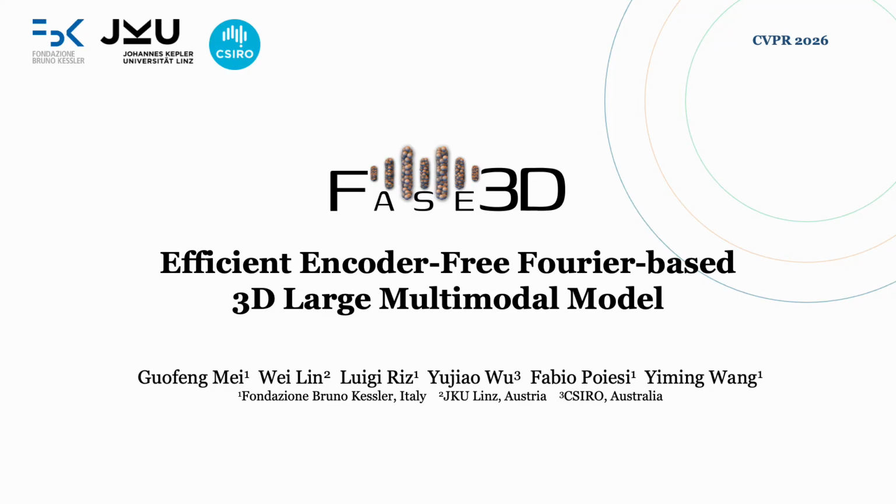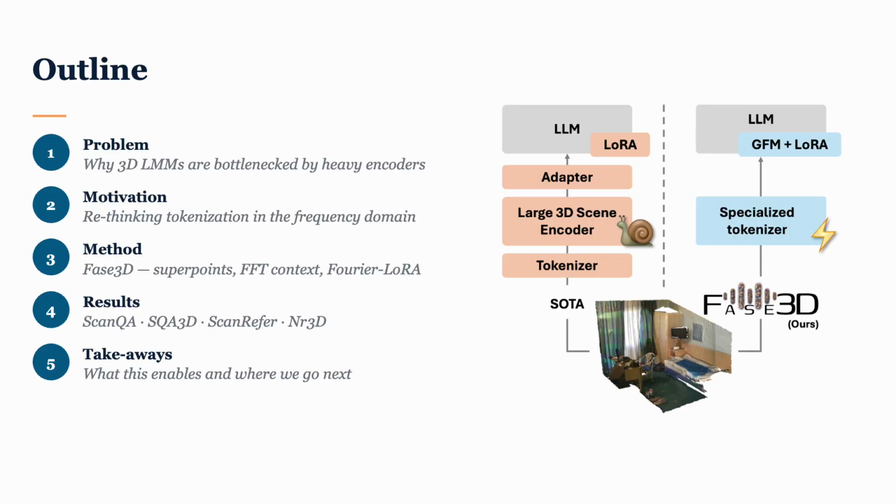Hi everyone, I'm going to introduce Fase3D, an efficient, encoder-free, Fourier-based 3D large multimodal model. It's joint work between FPK, GQ Lins, and Cero. Today, I will walk you through one core question. Can a 3D LLM understand the full scene without a heavy 3D encoder?